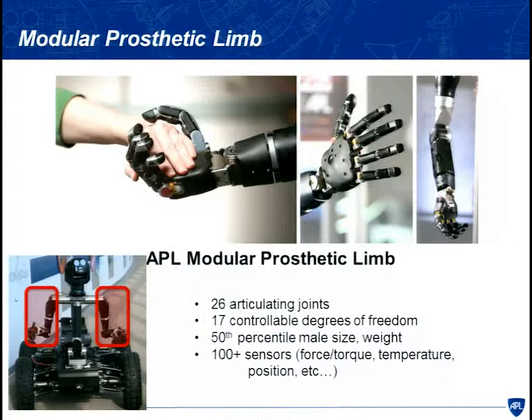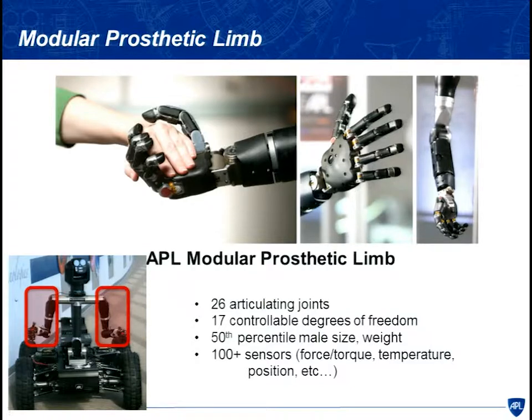One of the key components of this is the manipulator and the end effector. This is actually derivative technology from the APL modular prosthetic limb. This is a limb that was designed for prosthetic use for amputees. Really, the significant component of this is that it's 50th percentile male size and weight.